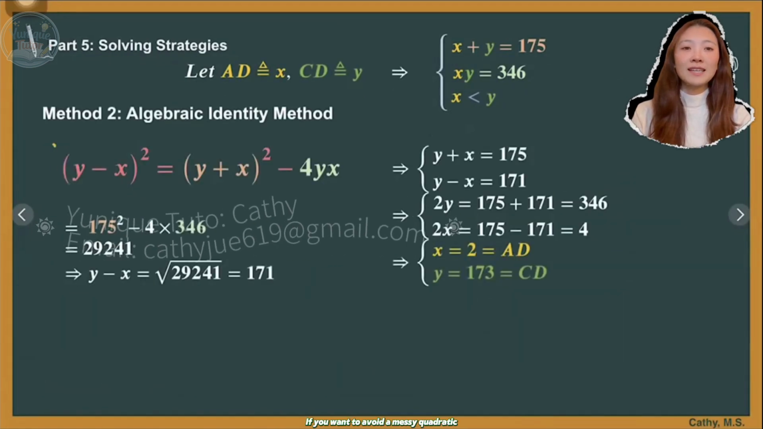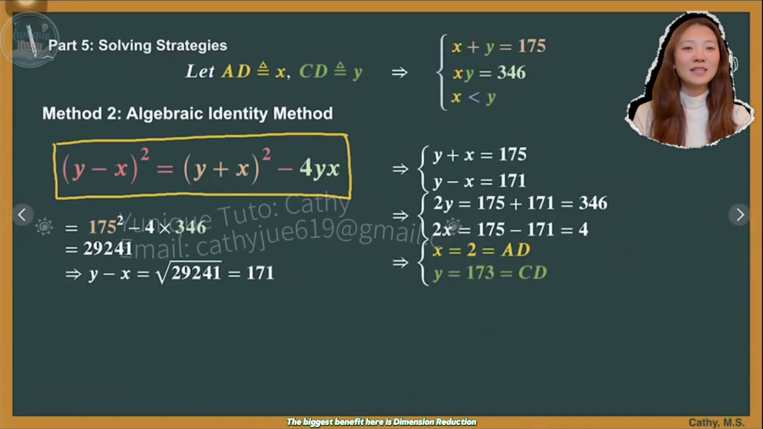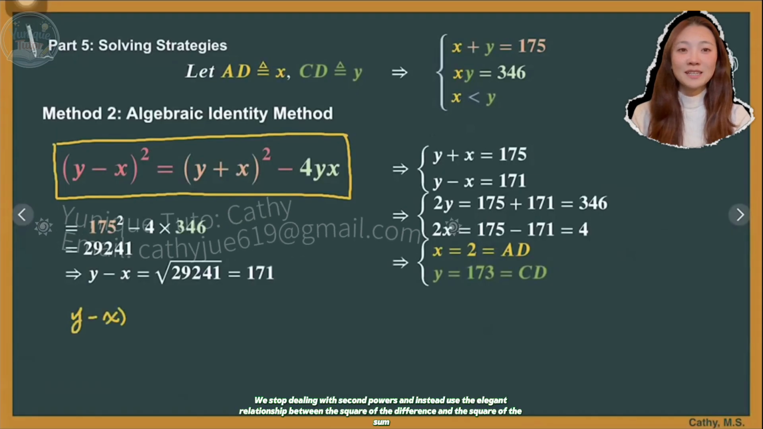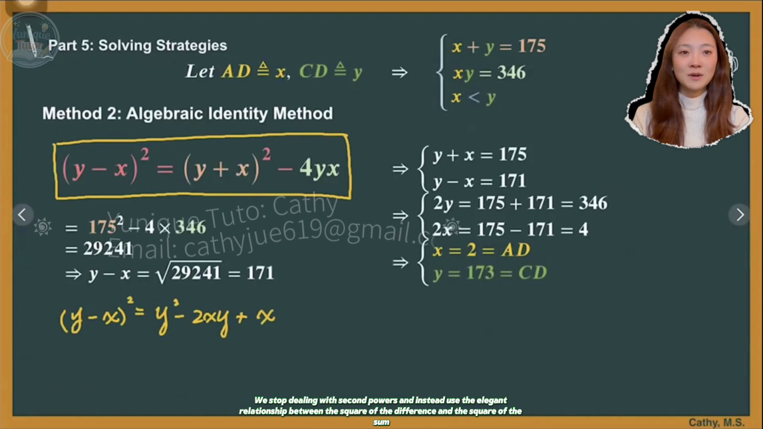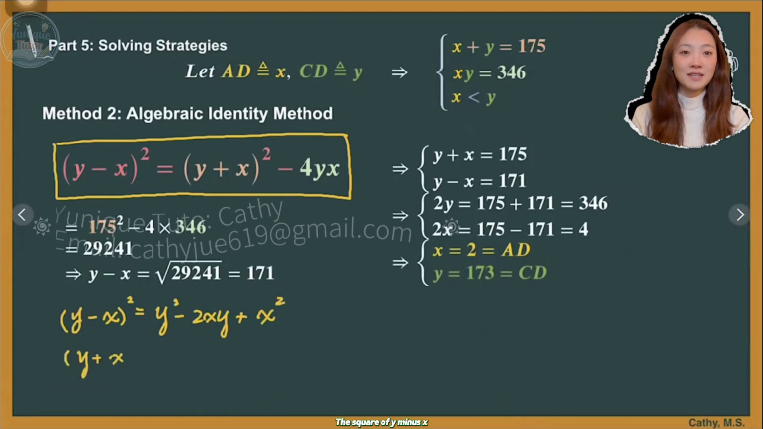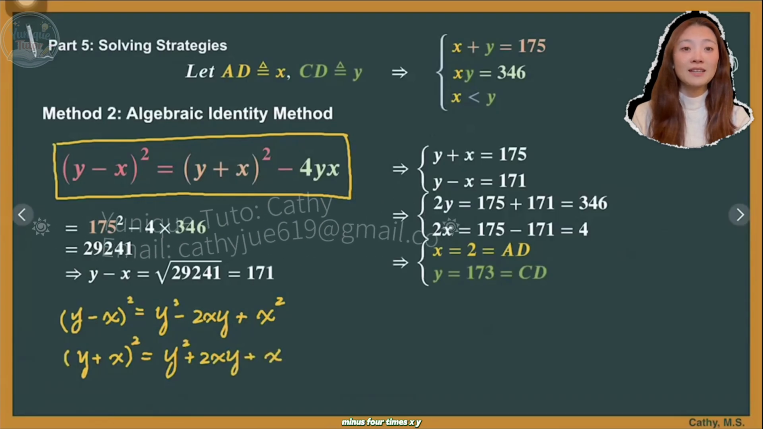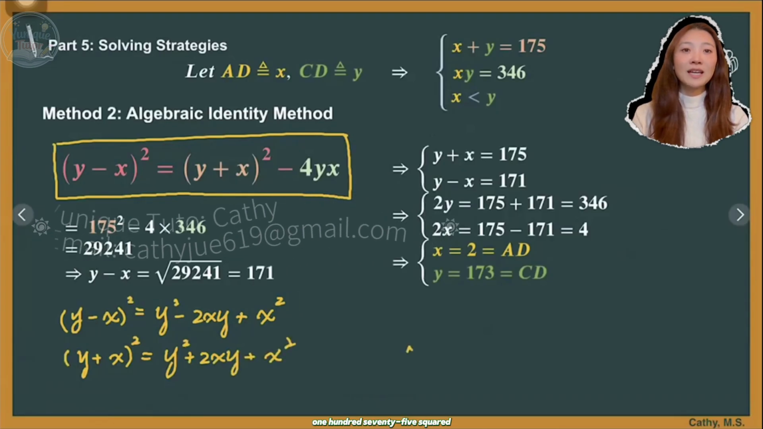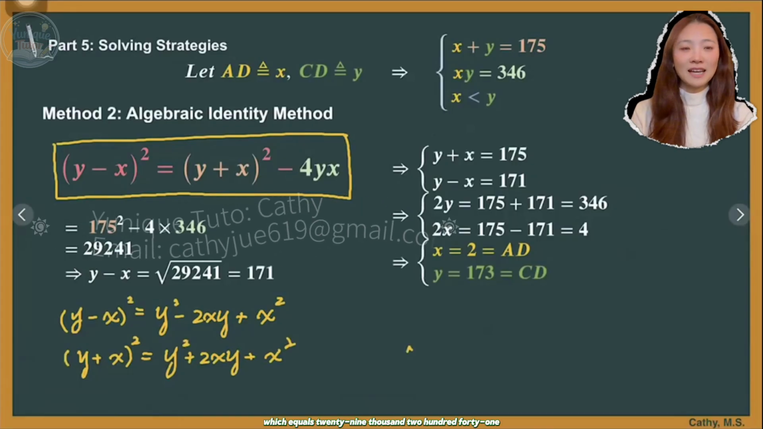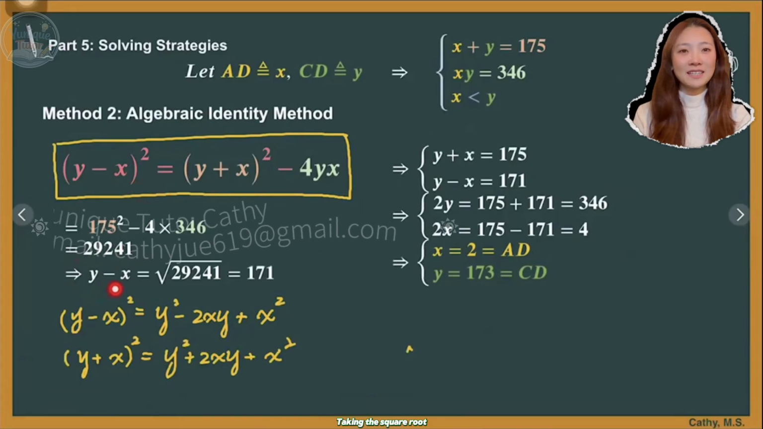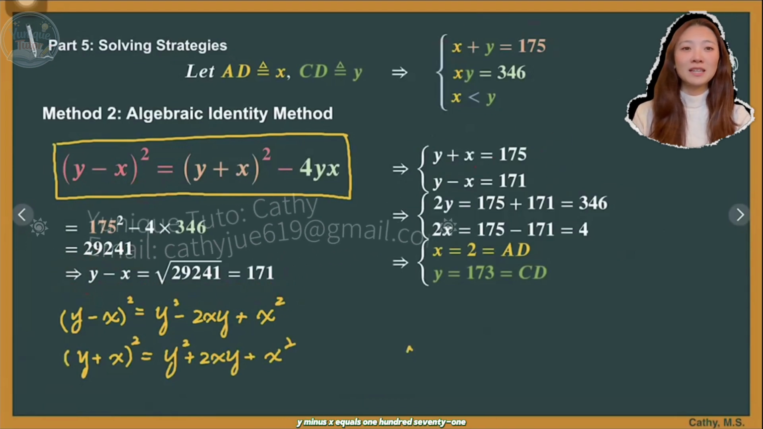If you want to avoid a messy quadratic method too, the algebraic identity method is your best friend. The biggest benefit here is dimension reduction. We stop dealing with second powers and instead use the elegant relationship between the square of the difference and the square of the sum. Look at this identity: the square of y minus x equals the square of y plus x minus 4 times xy. We plug in our sum and product, 175 squared minus 4 times 346, which equals 29,241. Taking the square root, we directly find the difference between the two segments, y minus x equals 171.